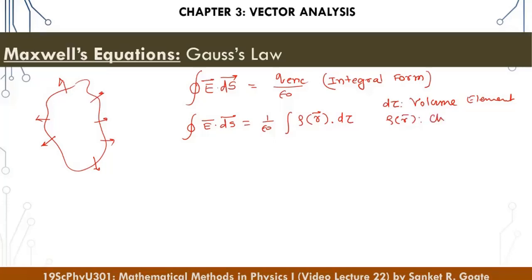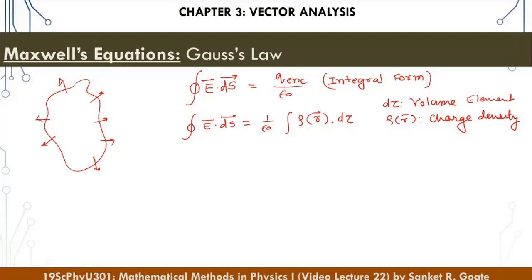Rho is charge density at the given point, right? And therefore when you consider this integration, it gives you the net charge, because that is how charge density is defined. So this is how we can rearrange the right hand side of the equation.